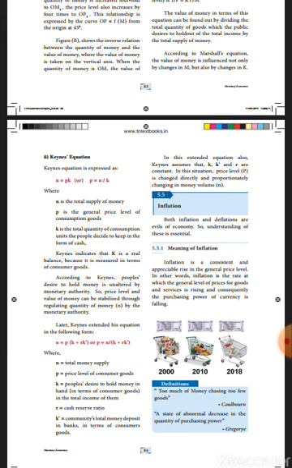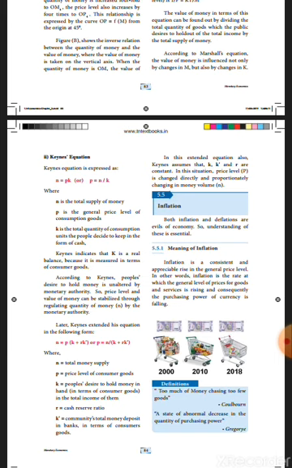Two definitions are given. Too much money chasing too few goods, a definition given by Coulborn and Gregory. Another economist gave inflation as a state of abnormal decrease in the quantity of purchasing power. These two definitions were given by various economists. Now we are going to see the types of inflation.